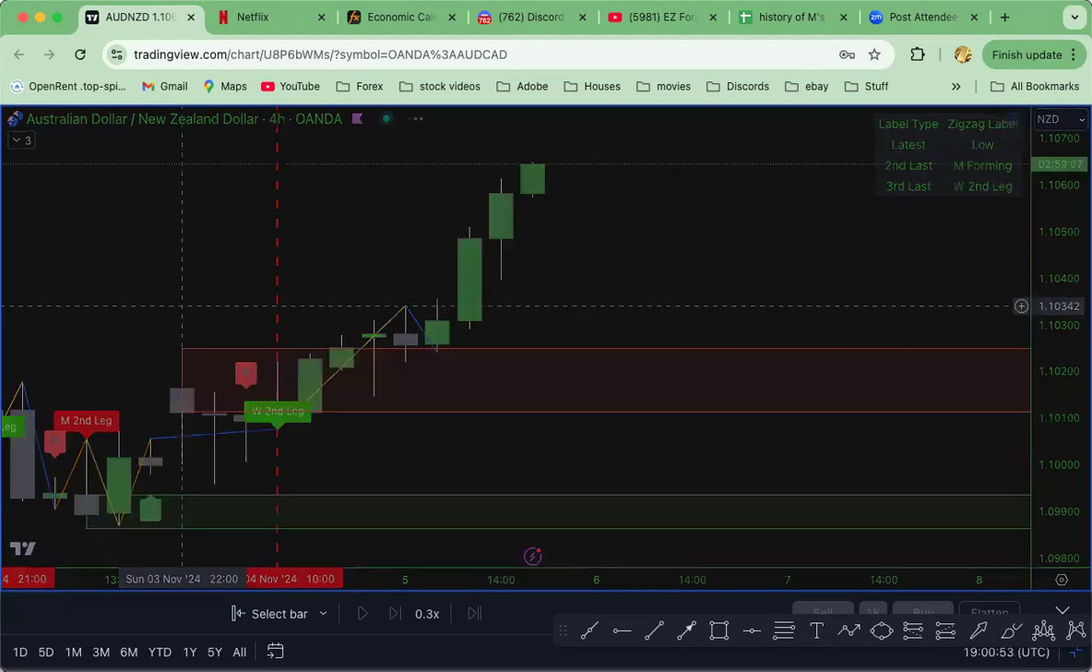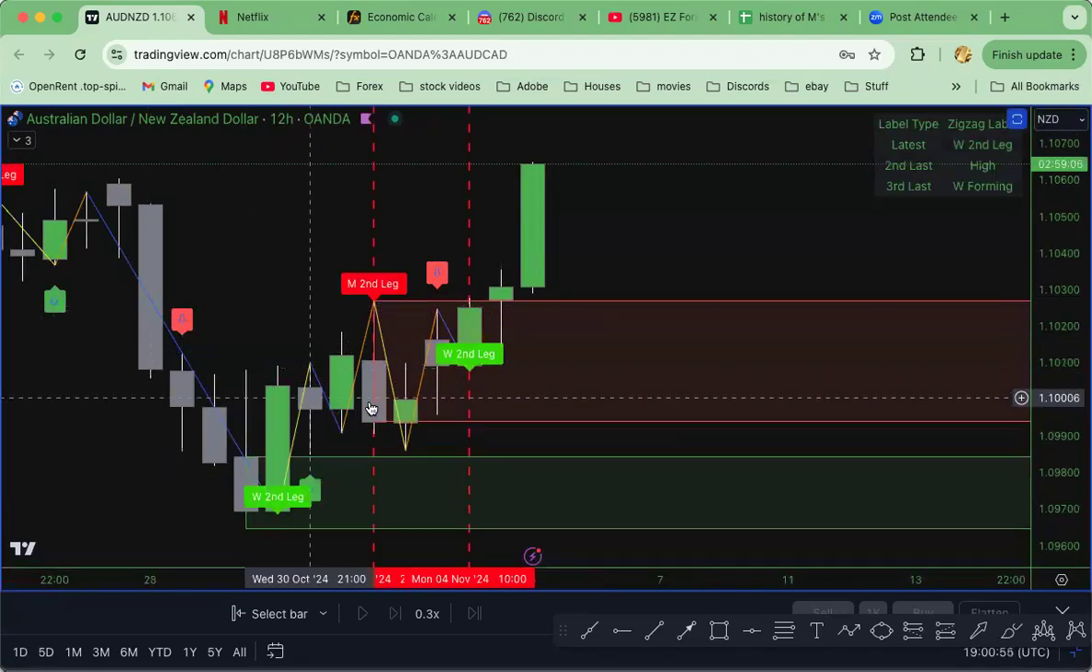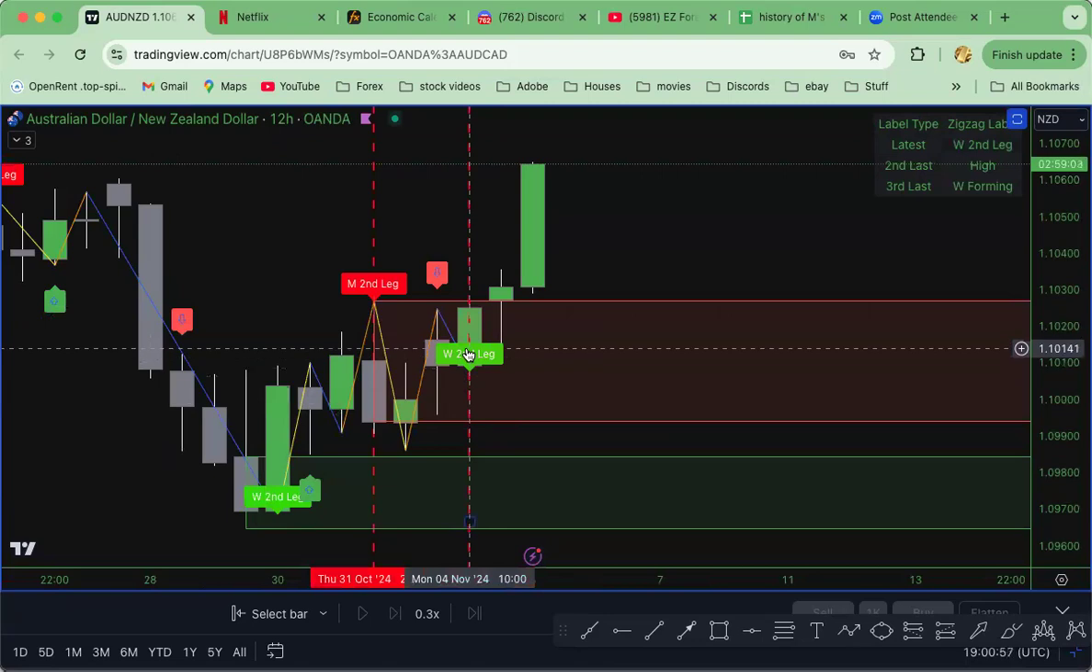And even if we were to go to the 12-hour chart here, so even if you wanted to specifically wait for the daily chart to create a second leg of a W. How ironic is it that the 12-hour chart, this is why I like TradingView, because you can go between these types of time frames, which makes it more difficult to do on MT4. The 12-hour chart would have created a second leg of a W here.